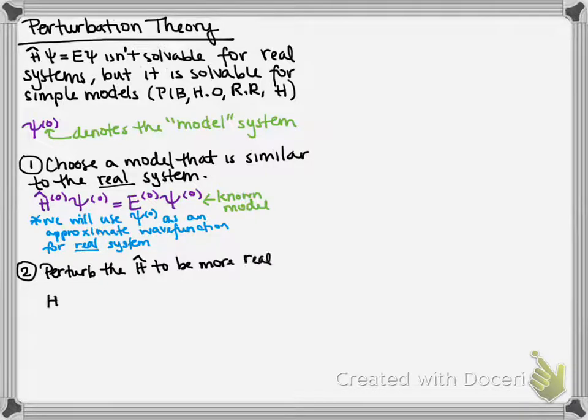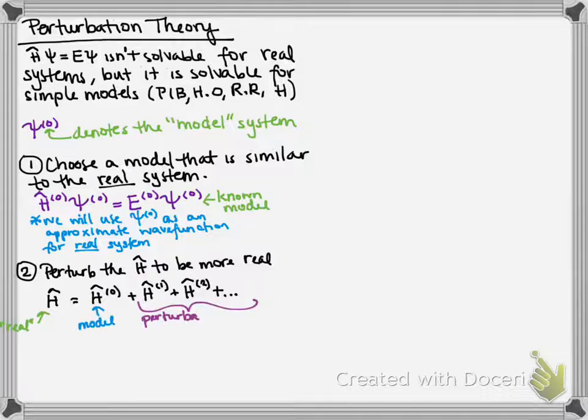The next step is to perturb the Hamiltonian to be more real. In variational theory, we messed with the wave function. In perturbation theory, we're going to mess with the Hamiltonian instead of the wave function. So our real Hamiltonian is H hat. We already said we know our model, right? Our model is H0. We already know this. This is coming from our notes from a previous model system that we've talked about in quantum mechanics. And so we have that H hat 0.